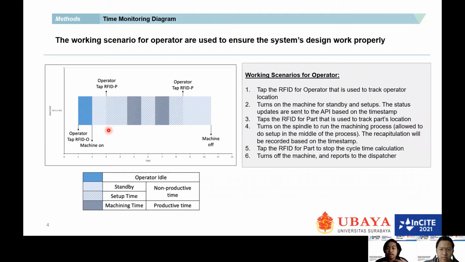The operator can then start the machining process by turning on the spindle. And yes, the operator can do a setup in the middle of the machining process. After all the work is done, the operator has to tap the parts card for the second time to give a status that the machining process is finished, so the cycle time calculation is stopped. The operator can then turn off the machine and report to the dispatcher. All of the changes that happen within the process are recorded by the system as process. Consequently, the recapitulation can then be obtained accurately.